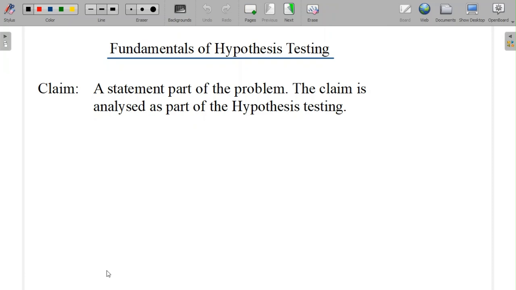Every problem under hypothesis testing is based on a claim, and this claim is what we refer to as a statement, which is part of the problem. This claim is analyzed as part of the hypothesis testing, and at the end of this testing, we give a decision on this claim that we are talking about.